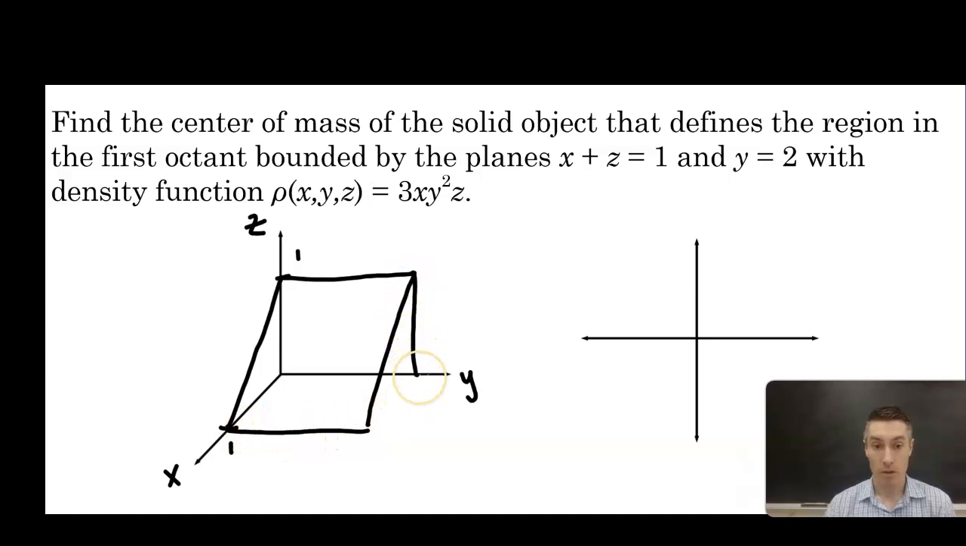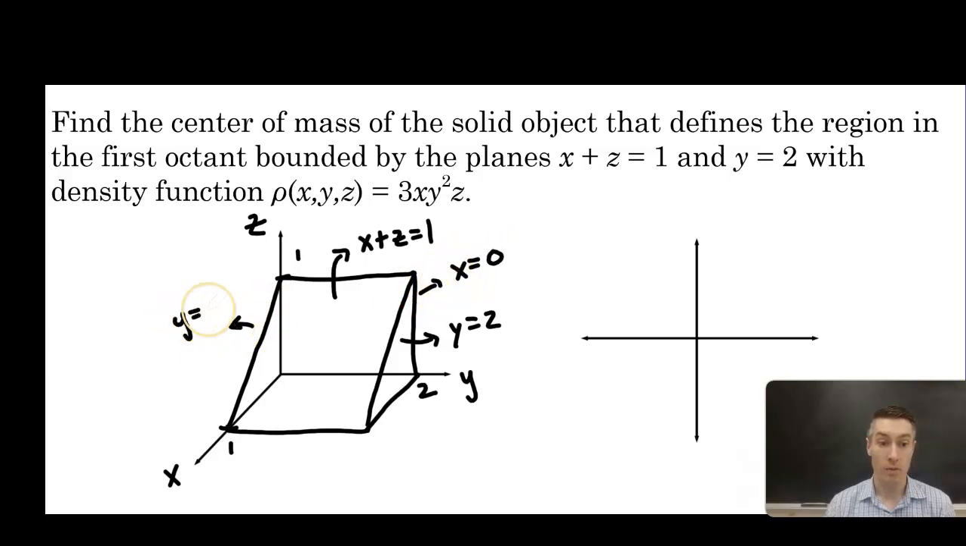And y equals 2 is going to cap this off. So as far as our surfaces here, we have y equals 2. And then in the front, we have x plus z equals 1. In the back, that's x equals 0. On the left side, that's y equals 0. And at the bottom, that's z equals 0. So there are all of the surfaces that define this particular solid, right? And the coordinate planes come from the fact that we're in the first octant.